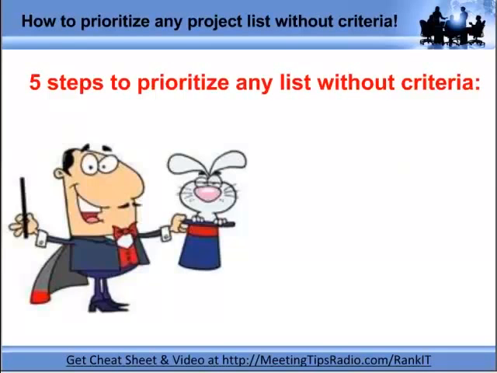I think everyone's imagined it, Reed, so let's go on to the next. Right. So imagine the drum roll. Here are the 5 steps to prioritize any list, especially when you don't have criteria.